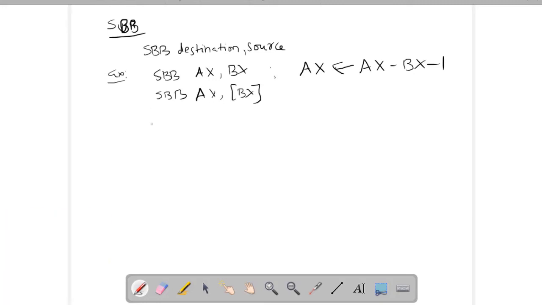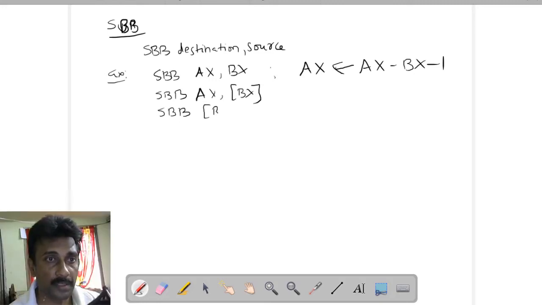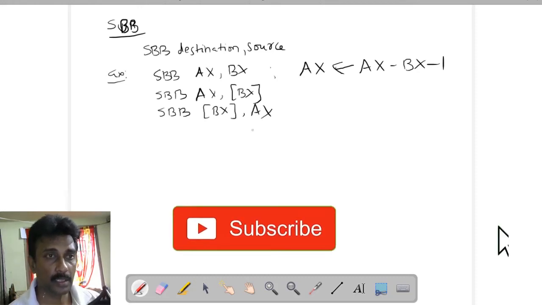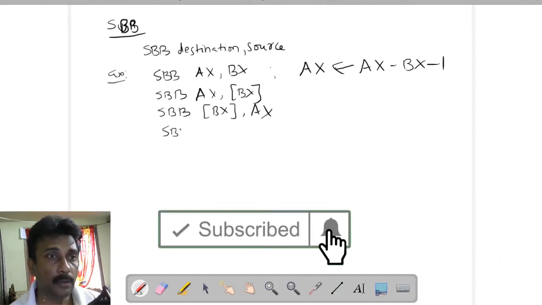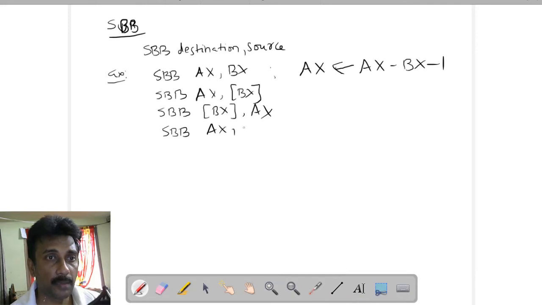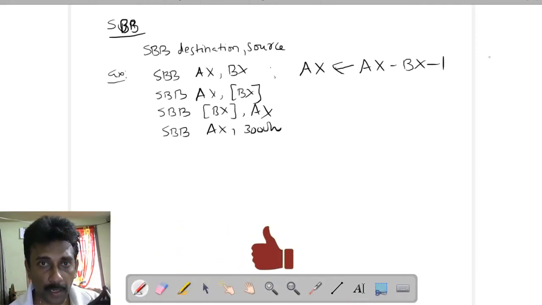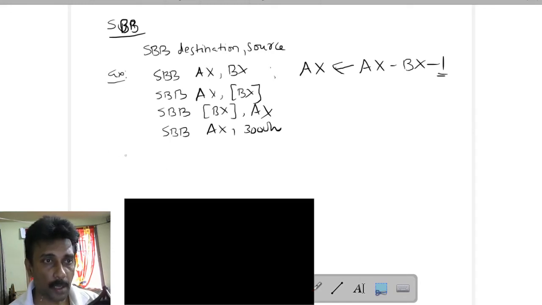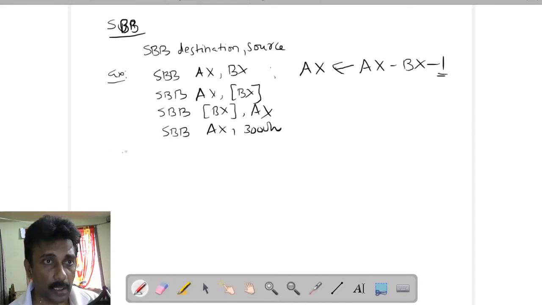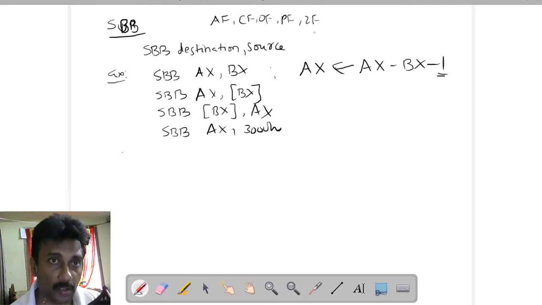And you can write this way also. You can interchange this way also. You can write the direct value, subtract AX minus 3000H. You can write like this also. So the borrow is also subtracted here. In the subtraction operation, the flags affected are the auxiliary flag, carry flag, overflow flag, parity flag and zero flag. Of course, the sign flag is also affected. These are the flags affected in the subtraction operation.